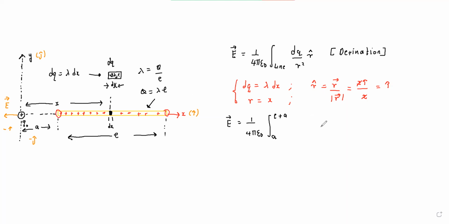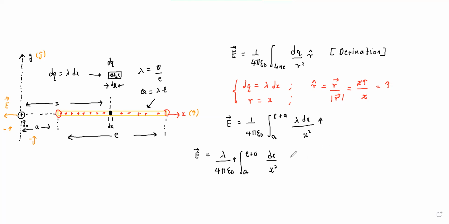What about dq? dq is lambda dx. What about r squared? r squared is x squared. The r unit vector is i, which makes sense because this rod is placed along the x-axis. So how do we solve this? Solving this is very easy. The electric field, a vector quantity, we take the constant out of the integral, so we have 1 over 4 pi epsilon 0, lambda, integral from a to L plus a of dx over x squared, and we also take the unit vector out of this integral.